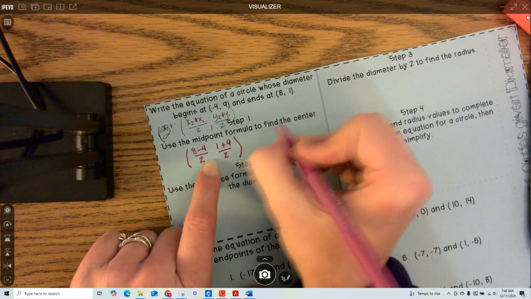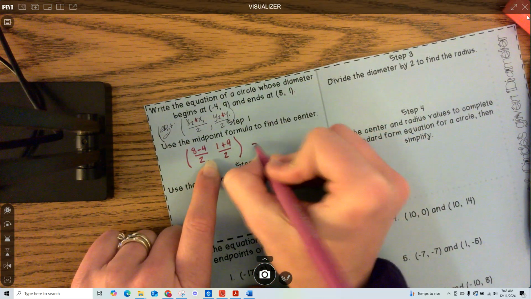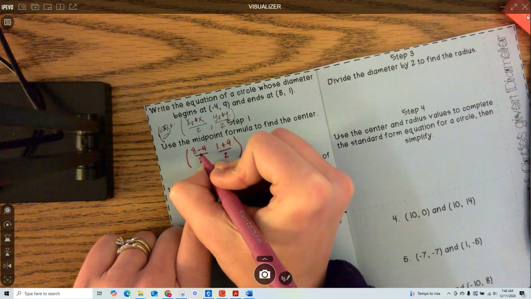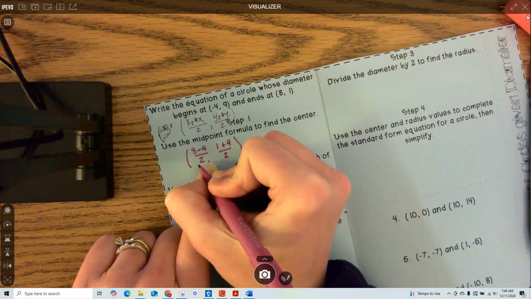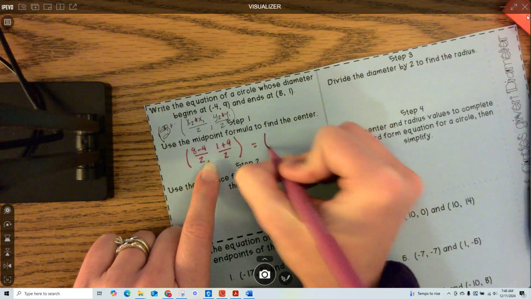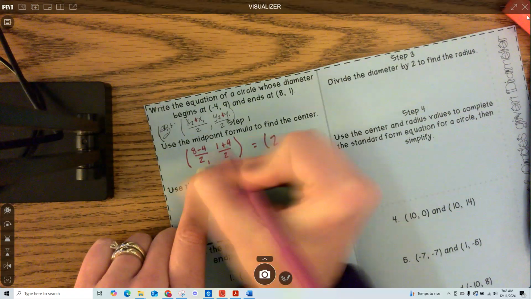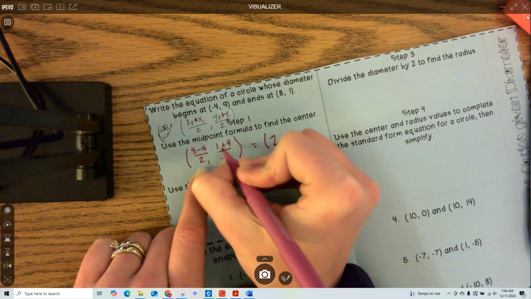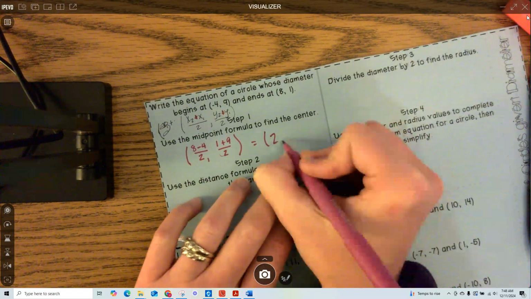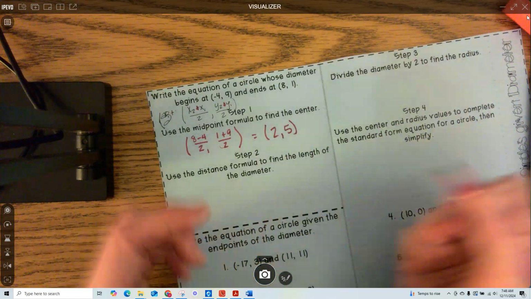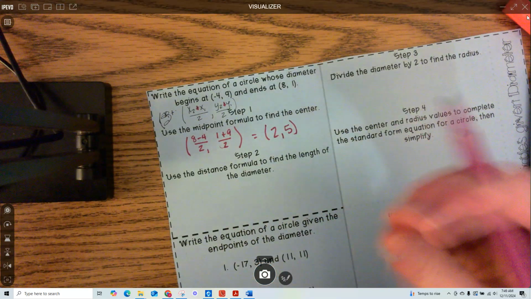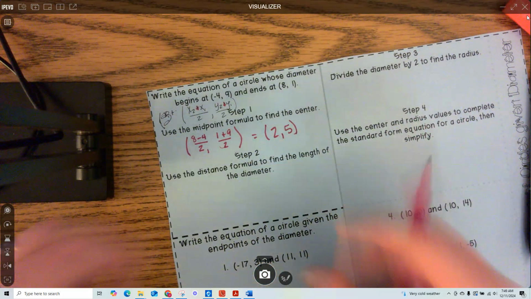So 8 minus 4 is 4, divided by 2 is 2. You can type each one of these pieces in your calculator. 1 plus 9 is 10, divided by 2 is 5. That's the center. So if I know the endpoints of the diameter, I can find the center.